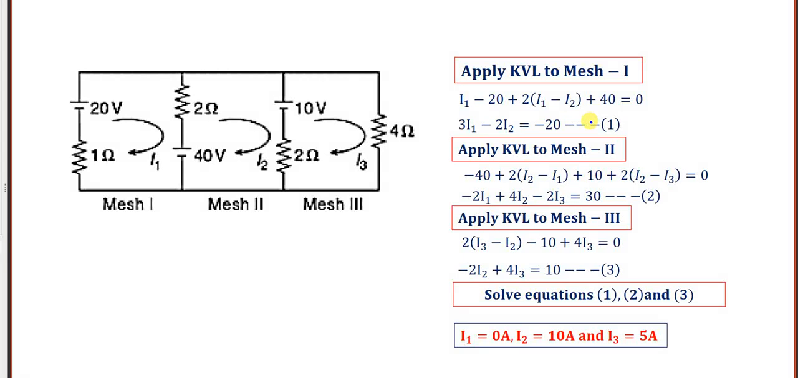Let us do one more problem on mesh analysis. Find mesh currents I1, I2, I3 using mesh analysis method. Identify how many meshes are there. This is mesh number 1, mesh number 2, mesh number 3. Okay, three meshes are there, I1, I2, I3. All are clockwise only. Please note down, all are clockwise only.